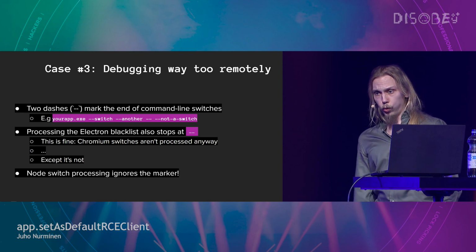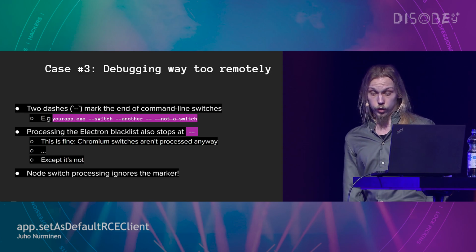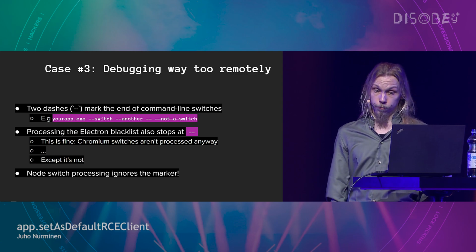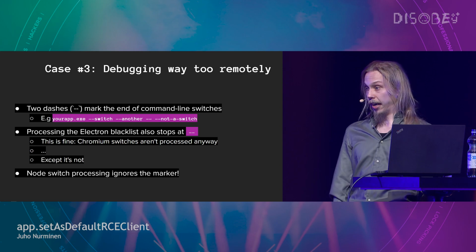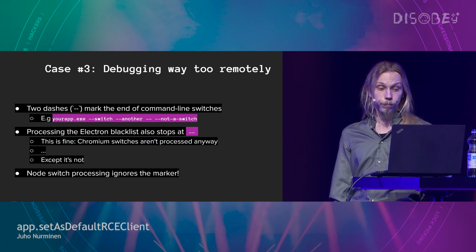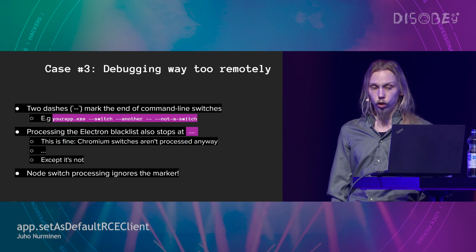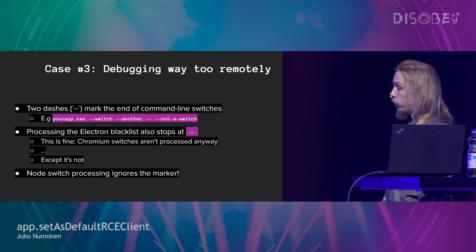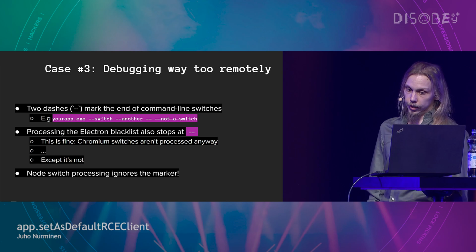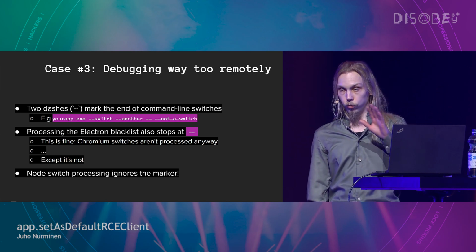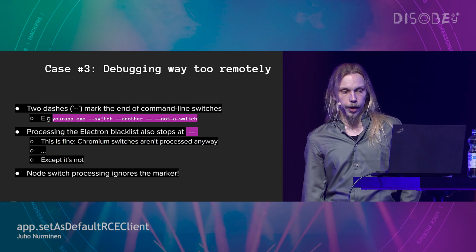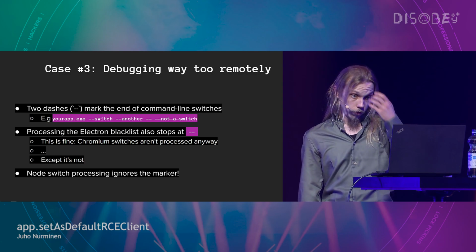So these two examples were just specific to single applications. But now for the third one, Electron had a bigger problem. It's common convention for command line interfaces to stop parsing additional command line switches after they encounter 2 dashes and a space. And Electron is no exception.